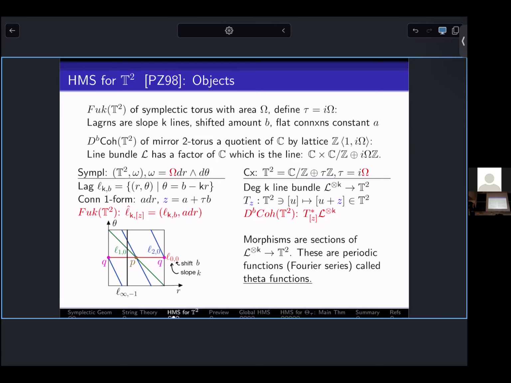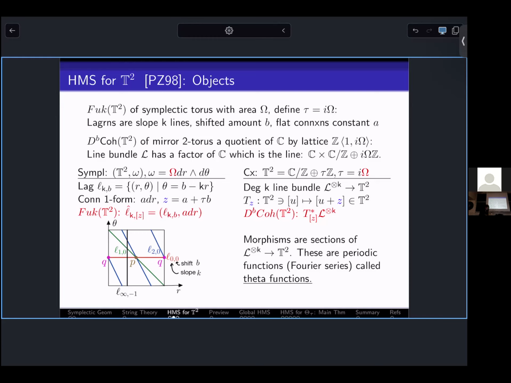Can you explain how I see the theta function? In this picture, the morphisms are intersection points, if I pick any two Lagrangians at two different levels. How do I see the theta function? I agree the function on C is periodic.